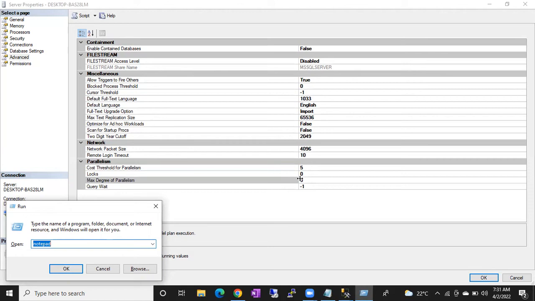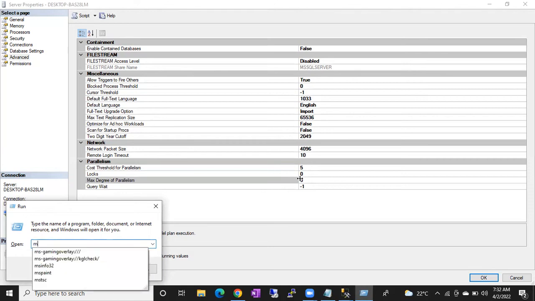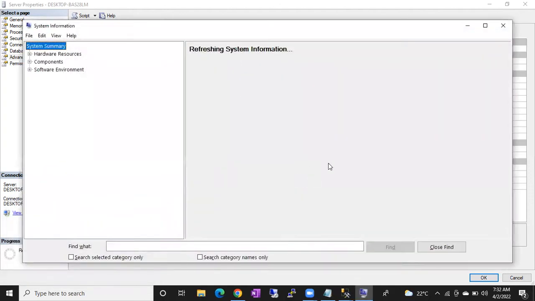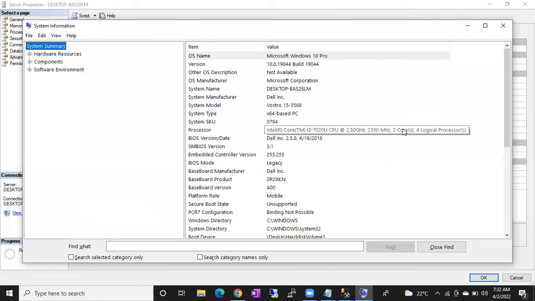Where can I see how many CPU cores are in the system? System information. Okay, you can use msinfo32. Under msinfo32 you can see how many cores you have. Okay, you can see 2 cores.